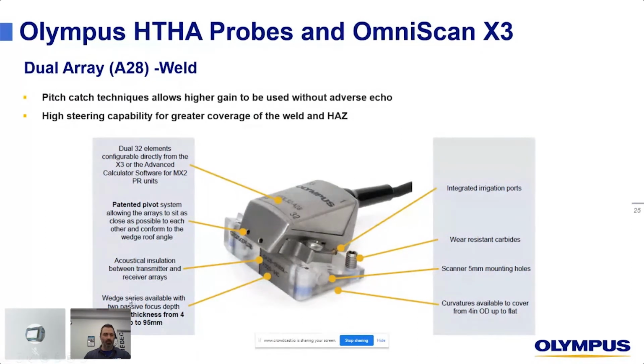So, wedge series, yes, of course. We have the focus depth 25 and the focus depth 60, if I'm not mistaken, line of wedges. And they're ideal to cover a range of thickness from 4 millimeters all the way up to 95 millimeters. Irrigation ports and carbides, just like we find on all of our phased array wedges. Mounting holes for scanners, and also curvature is available from 4 inches all the way up to flat.